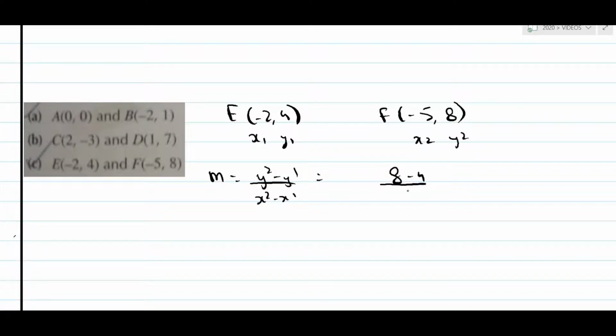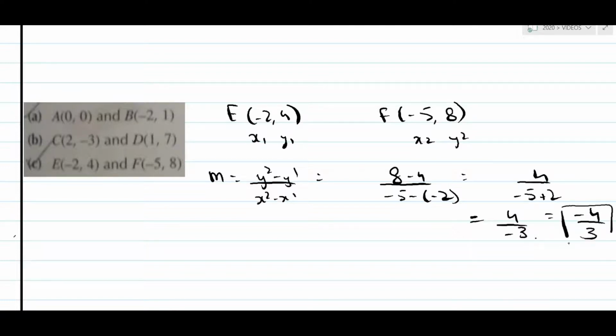8 minus 4 upon minus 5 minus minus 2. And then you will get 4 upon minus 5 minus minus is plus 2. Therefore 4 upon minus 3, which can be written as minus 4 upon 3, and this will be your gradient.